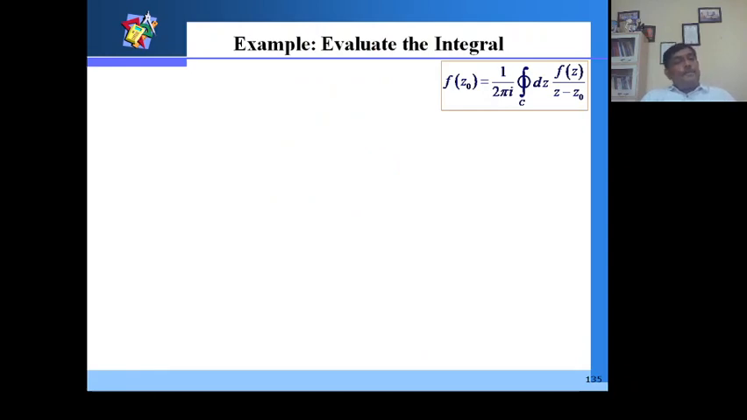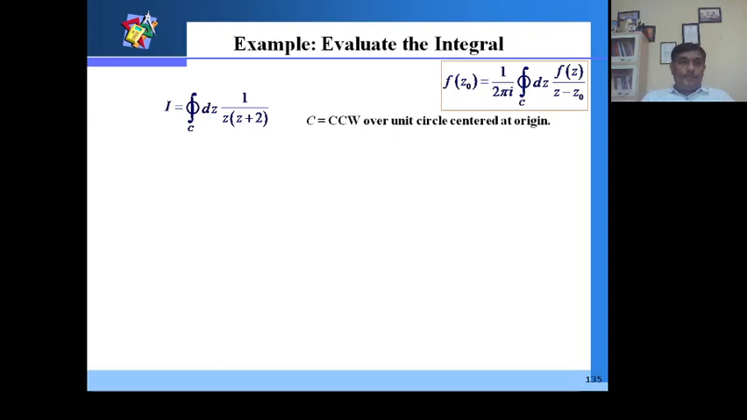Some examples related to evaluating the integral. Here, the integral over c of 1 by z into z plus 2 dz, and c is the unit circle, centered at the origin, and z is equal to minus 2. Here the point is minus 2.